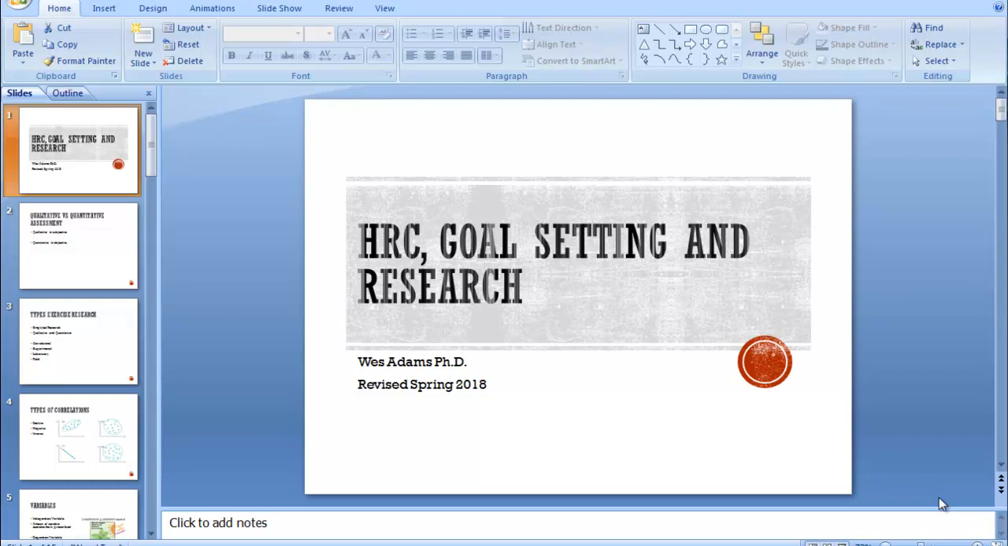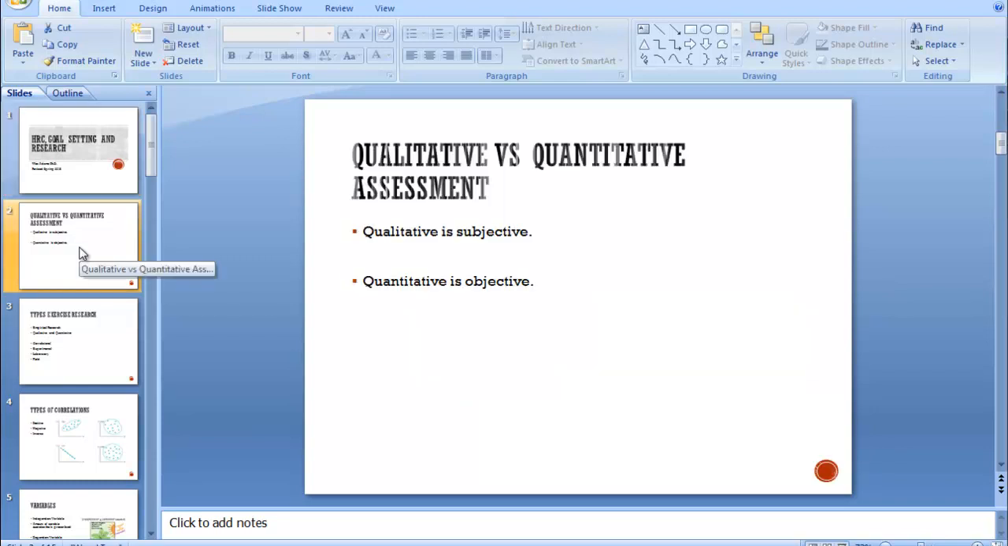Alright, let's go over the health-related components of fitness and how to use those for goal setting and the research that we'll do in this class. So we're going to go over qualitative versus quantitative assessments because we're going to be doing both. The health history questionnaire that you'll be doing is a mix of qualitative and quantitative.